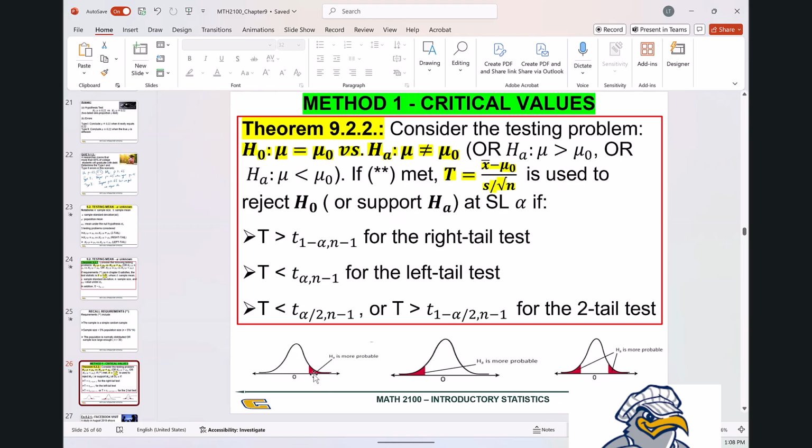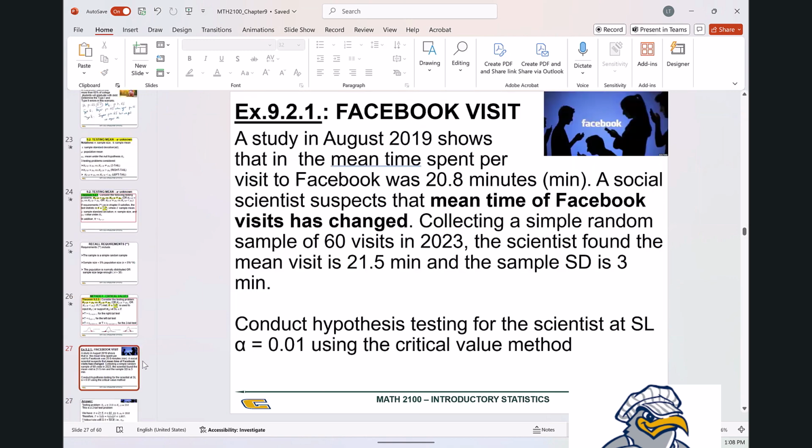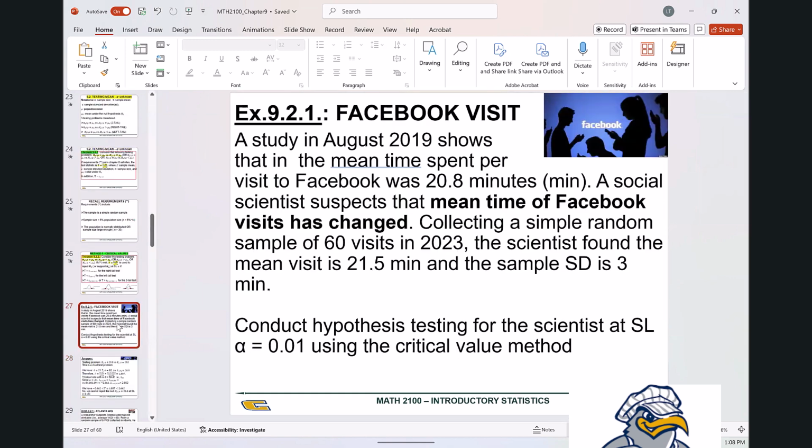So here, again, it shows that, right? For the right tail test, this is the rejection region where T is greater than the cutoff. This is for the left tail test cutoff region, and this for two tail, either less than this side or greater than this side. So we look at a Facebook visit example here, so we can see how this can be calculated, and we make the decision, okay, in more detail.